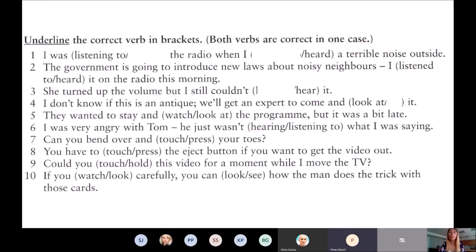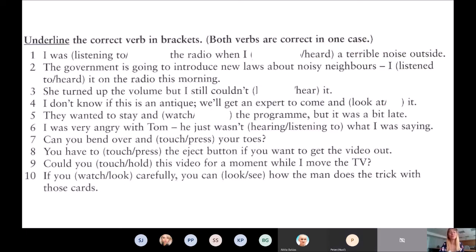Because just see, remember, if you open your eyes, you're able to see. But if we will get an expert to come and look at it, pay attention, we choose the verb look at it. Number 5, they wanted to stay and watch or look at the program, but it was a bit late.